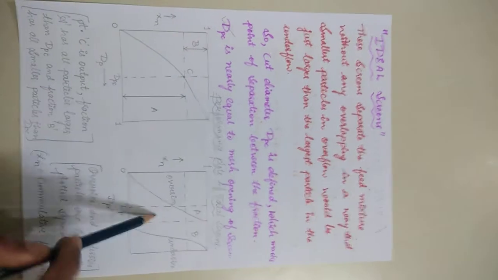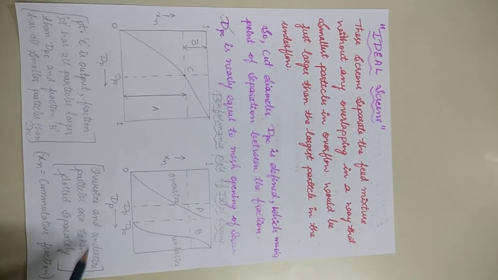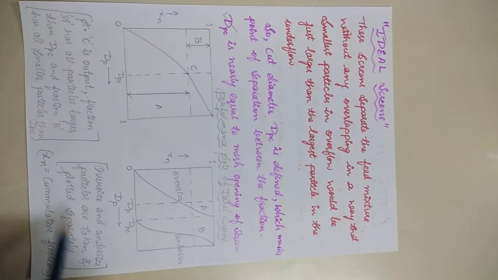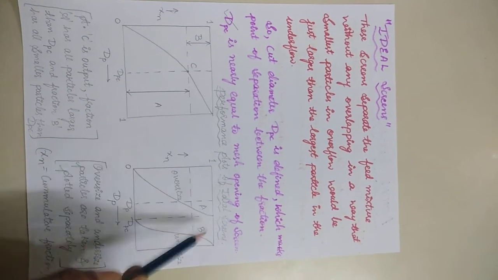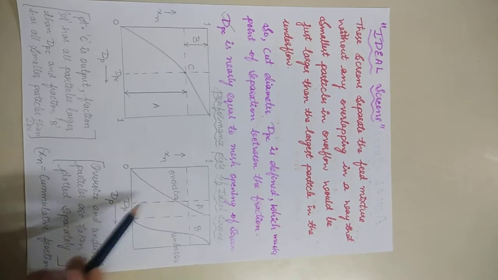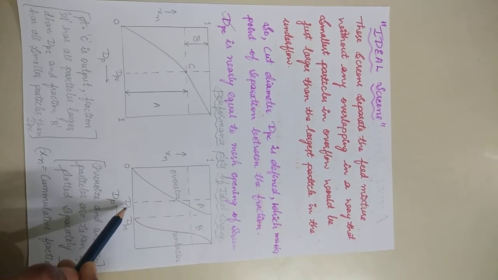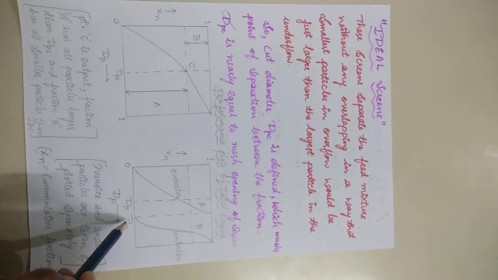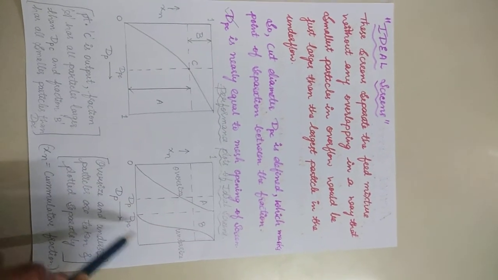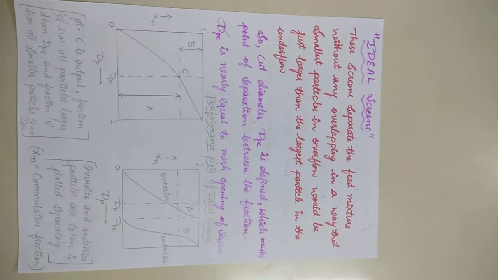Next we are seeing oversized and undersized particles which are taken and plotted separately. We have to plot this, and we get this type of curves. See here, this is dp, which is our equivalent diameter of the particle. Then this is the cut diameter, dpc.